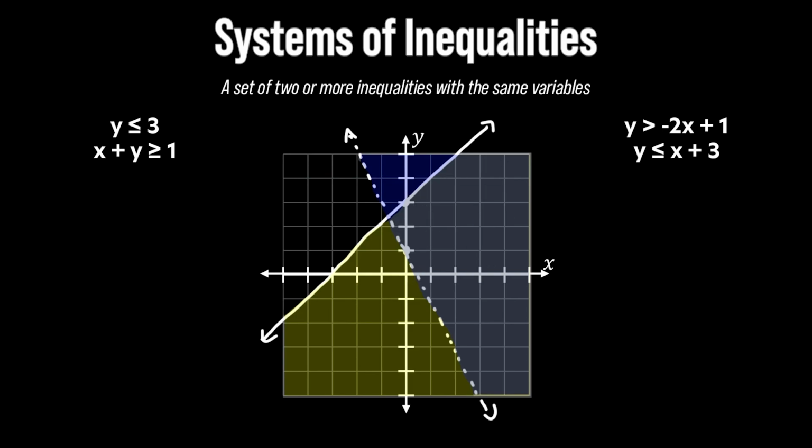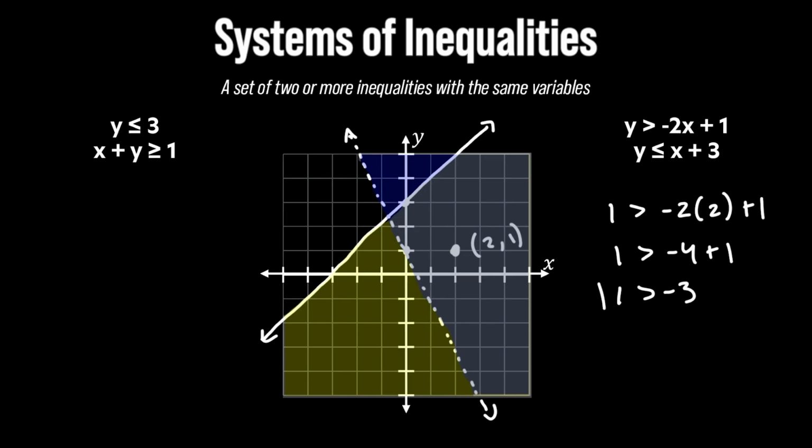Now what we can also do is test if a point works by plugging it into both of the equations. So let's take this point here, which is (2, 1). Let's plug it into the first equation. We're going to get 1 is greater than negative 2 times 2 plus 1. That's going to be 1 is greater than negative 4 plus 1, so 1 is greater than negative 3. And this is true. So the first inequality has been fulfilled.